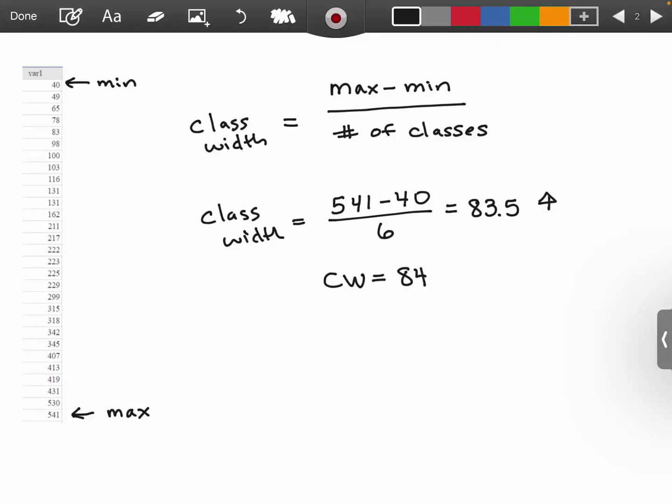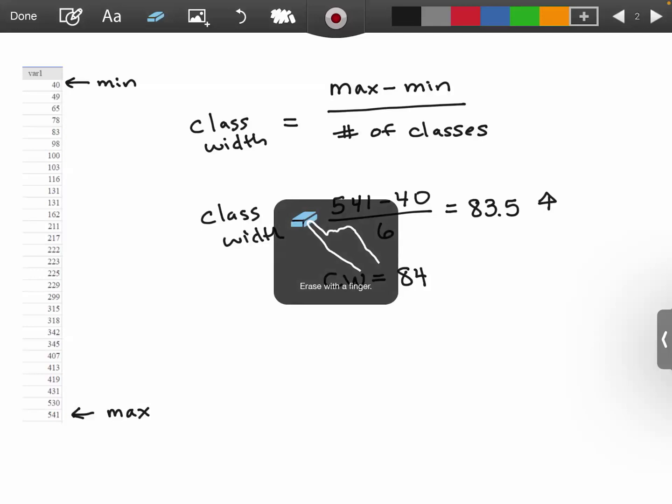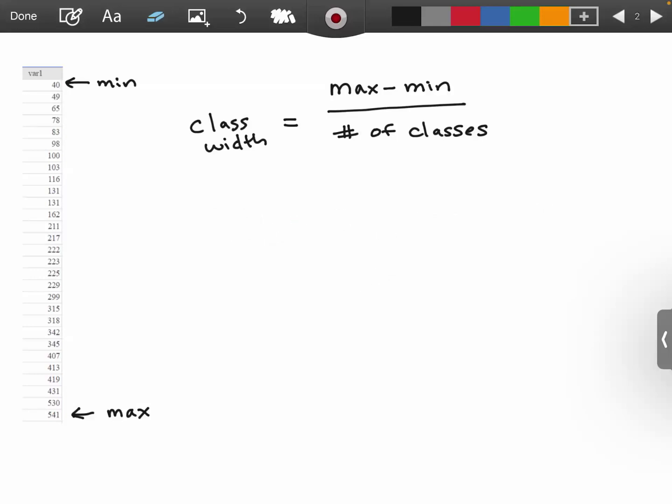All right, so what do we do with that 84? We're going to use this to construct our class limits. So let me erase the screen and get going on it.